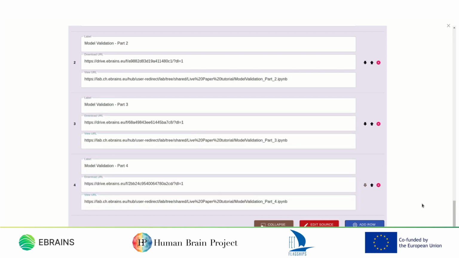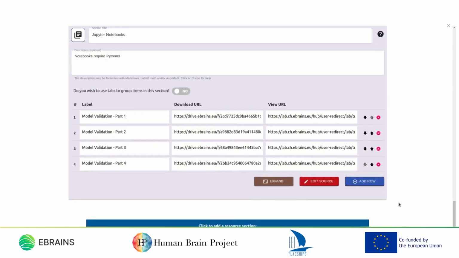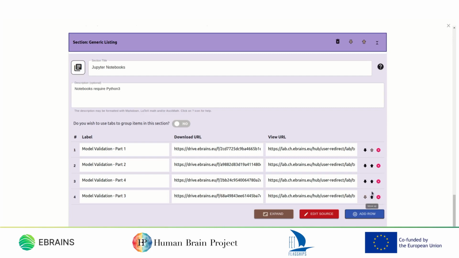Now that we have the 4 entries, let's go back to the compact view. You can change the order of the items by moving them around using the up and down arrows on the right.